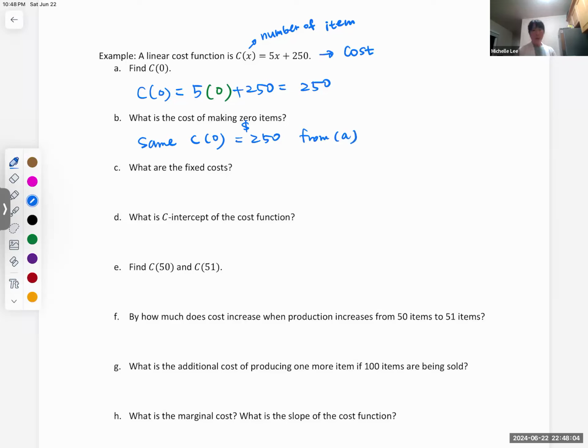What is the fixed cost? The fixed cost is when we don't produce, right? The business doesn't produce any items, but they still pay the money. That's the fixed cost. So that will be C of 0 as well. So C of 0, we have 250.